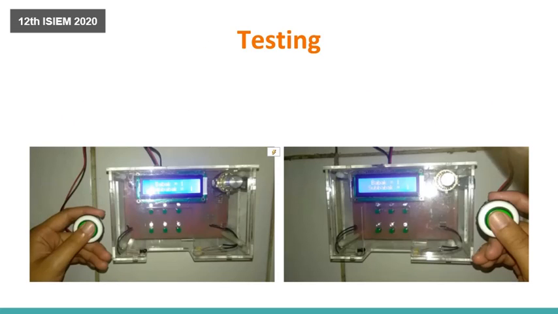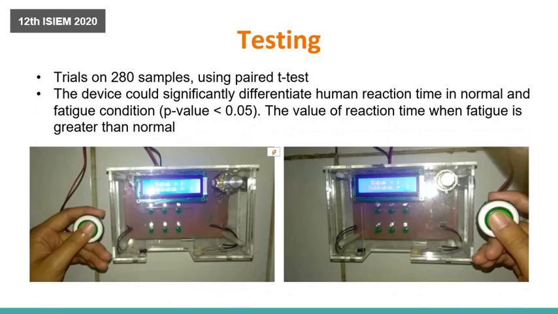Okay, it is done. Then we test the device. We make the trials on 280 samples, and then by using a parity test, it is proved that the device could significantly differentiate between human reaction time in normal and fatigue condition with the p-value of 0.05. The value of reaction time when fatigued is greater than normal.